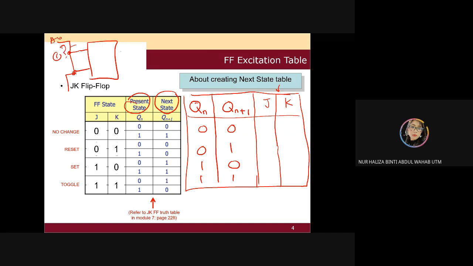You don't know yet, but you already know about the Q. Last time you didn't know the Q because you needed to find out the next Q, right? Now you know the next Q. The next Q is now given here. So you need to come out with the value of this input.